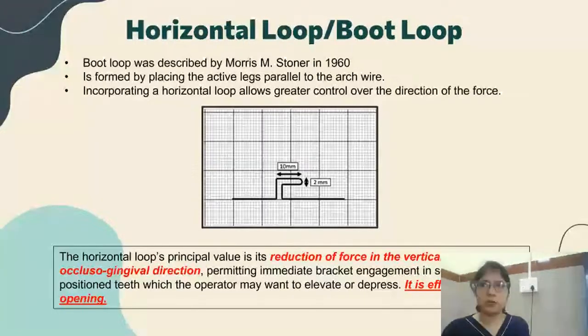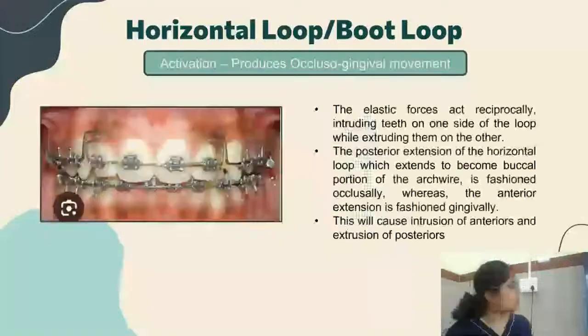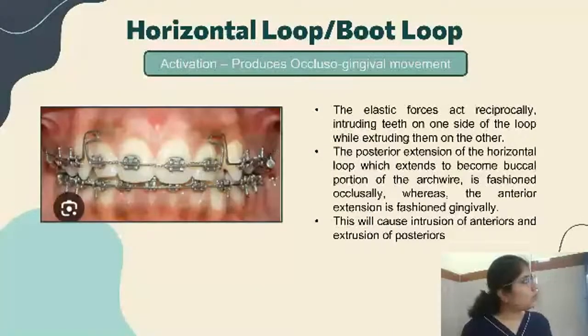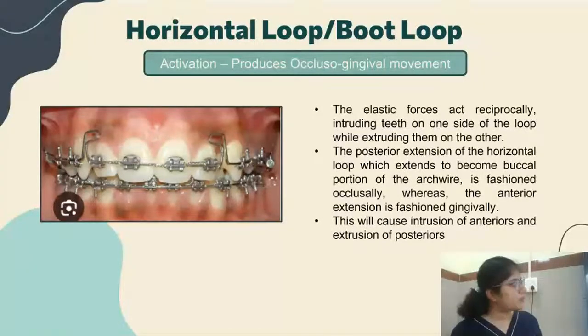It is effective. Activation produces occlusal gingival movement, intruding teeth on one side of the loop while extruding them on the other side. The posterior extension of the horizontal loop, which extends to become the buccal portion of the arch wire, is fashioned occlusally, whereas the anterior extension is fashioned gingivally. This will cause intrusion of the anteriors and extrusion of the posteriors.